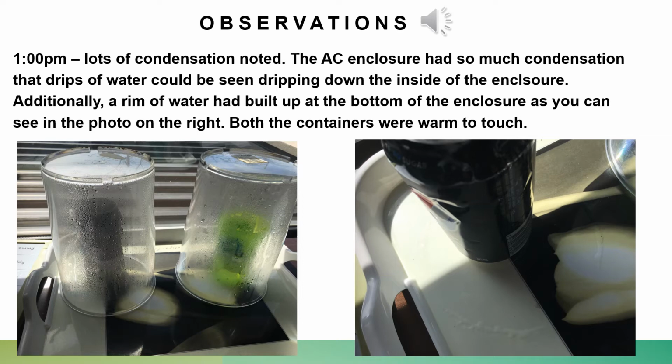Observations. At 1 p.m., lots of condensation was noted. The AC enclosure had so much condensation that drips of water could be seen dripping down the inside of the enclosure. Additionally, a rim of water had built up at the bottom of the enclosure, as you can see in the photo on the right. Both the containers were warm to touch.